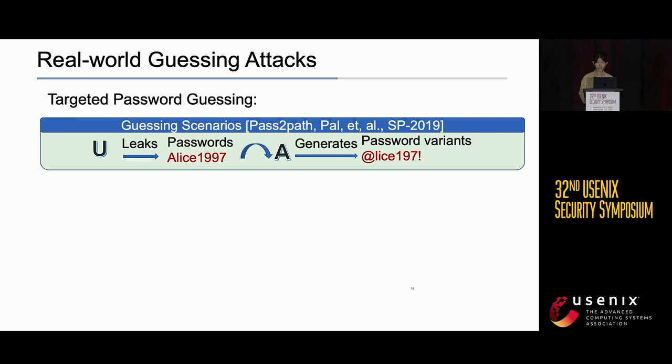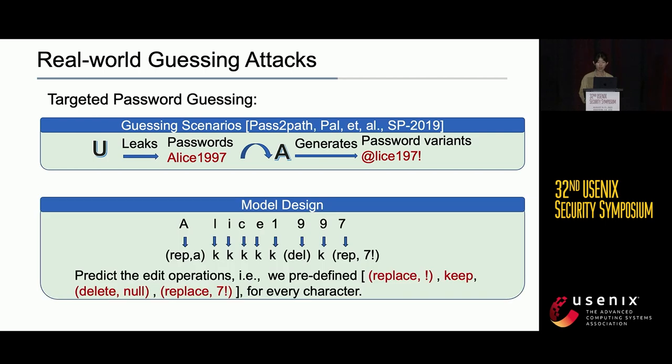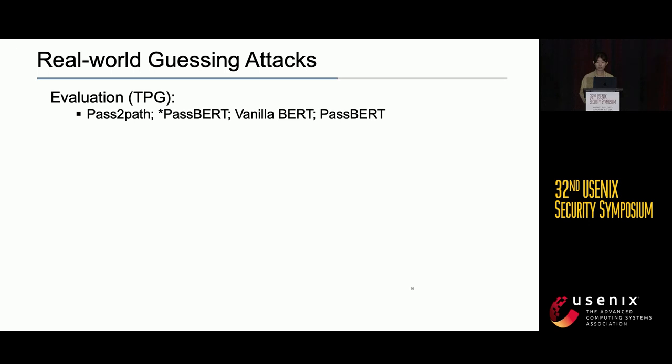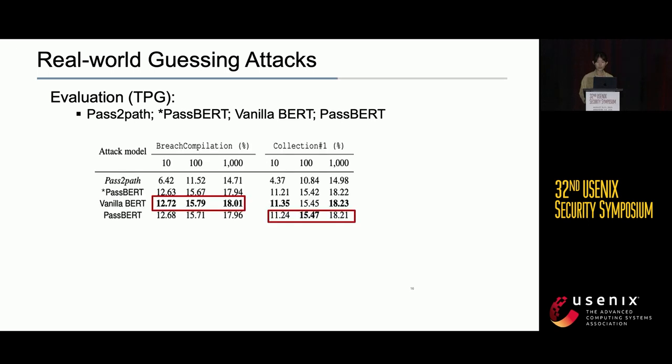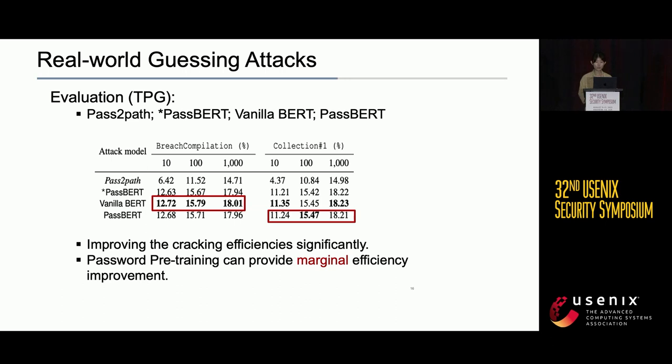Targeted password guessing assumes that a user has leaked their passwords like Alice1997. Then the targeted guessing model predicts its variants as the possible passwords used in other accounts. Specifically, our model predicts the edit operations for every character in a password, where the set of edit operations consists of the edit path like this. Finally, we apply the edit path to the password to produce password variants. We show the evaluation results of TPG attacks, where we found that our models can greatly enhance the success rate of TPG, while password pre-training only provides marginal improvements. This might be because the password variants are more relevant to natural language habits.